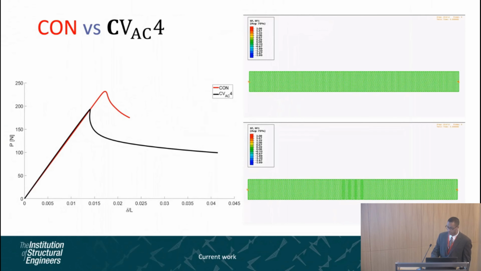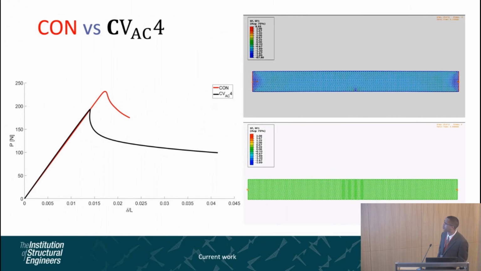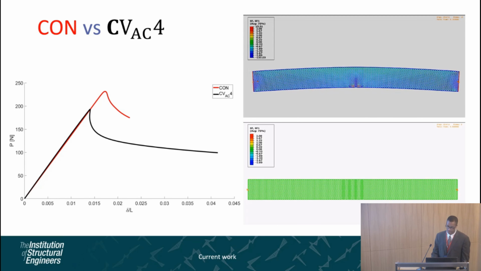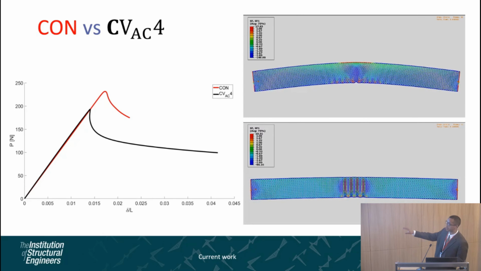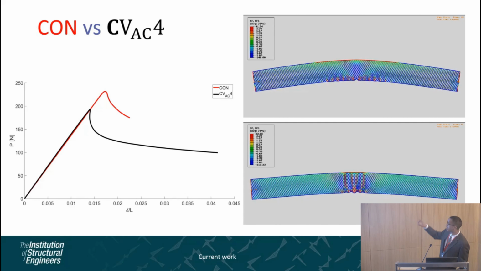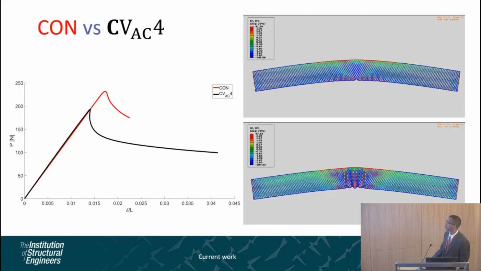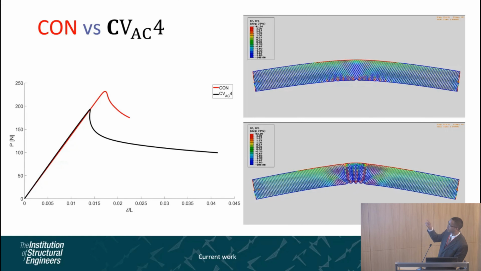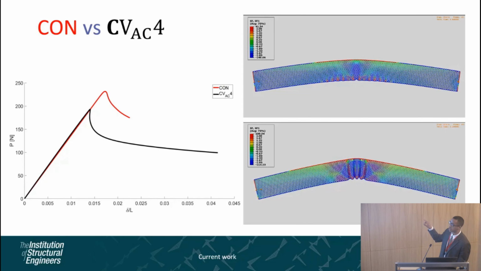Next, we've got a comparison of the purely conventional one and the one with the auxetic inclusions at the bottom. Again, you can see the inner structure for the conventional one is mainly in compression, the top face is under tension, and you see some wrinkling occurring at the bottom faceplate as well.